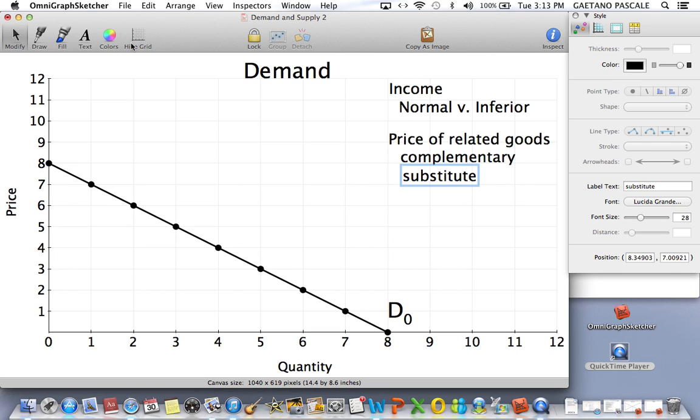So let's take a look at this from that perspective. The thing that we're talking about is that coffee prices increased.